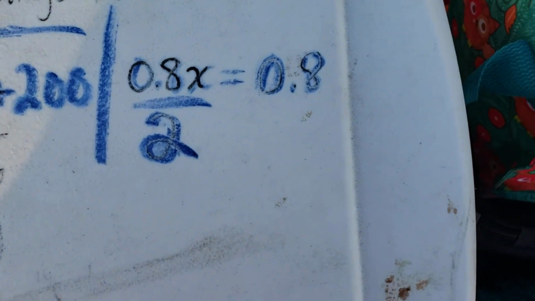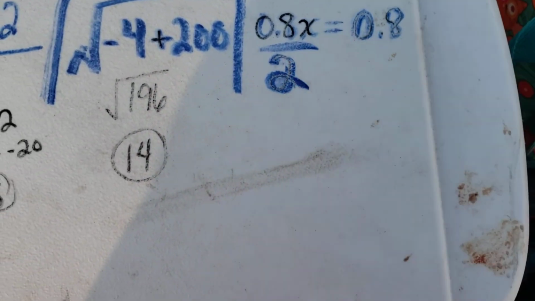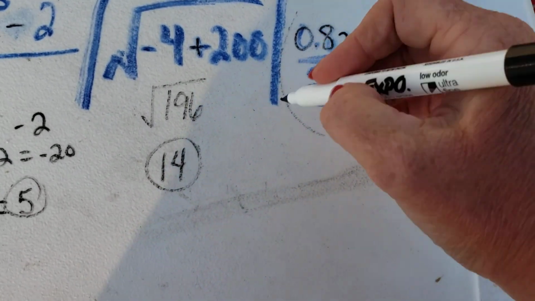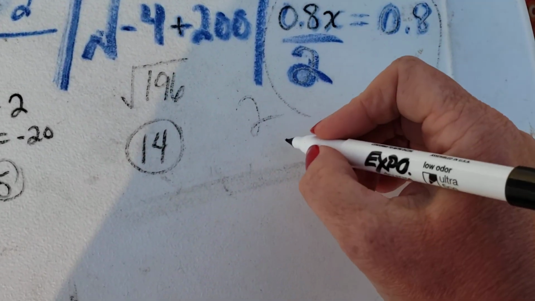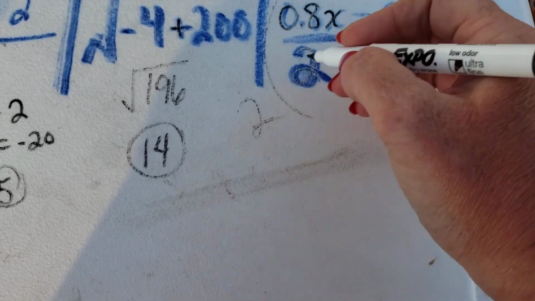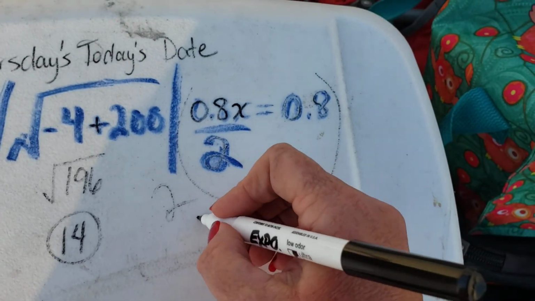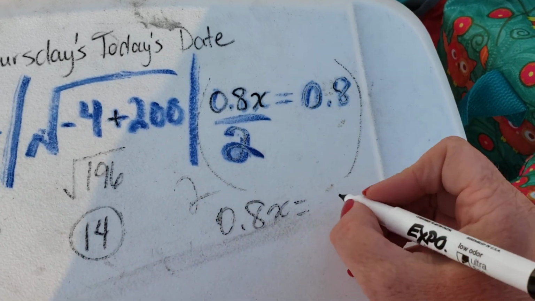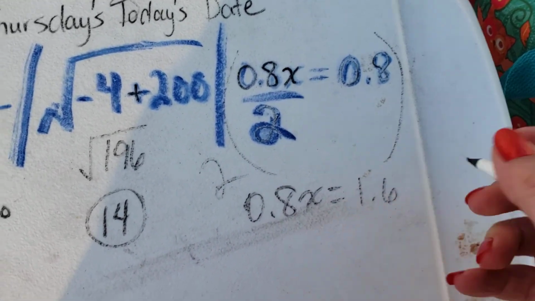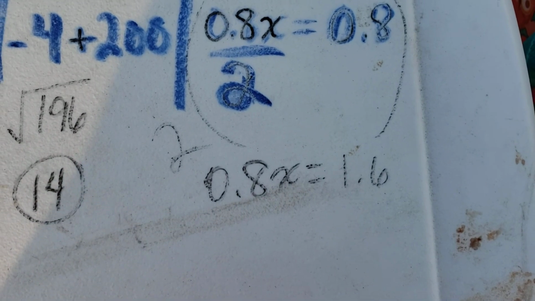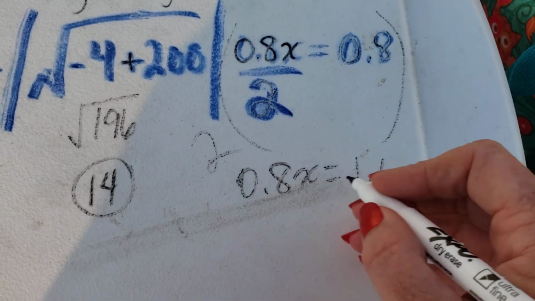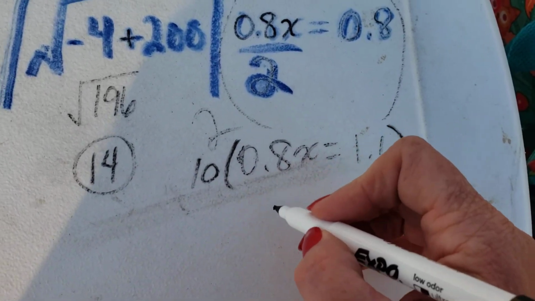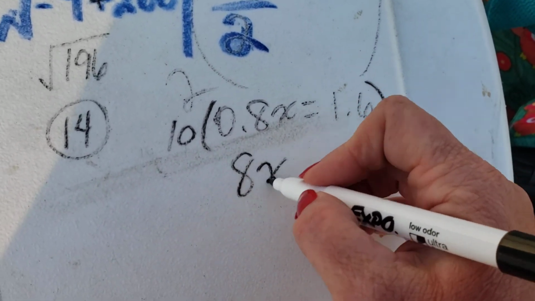All right, and then our last one here, there's a couple of ways we're going to go ahead and get rid of that fraction first. So everything gets multiplied by 2. So that 2 goes away because 2 divided by 2 is 1. So you've got 0.8x equals 0.8 times 2, which is 1.6. Can y'all see that? All right, and again, we've got tenths and tenths, so we're going to multiply everything by 10. I'll move that to the right one time, so that is 8x.